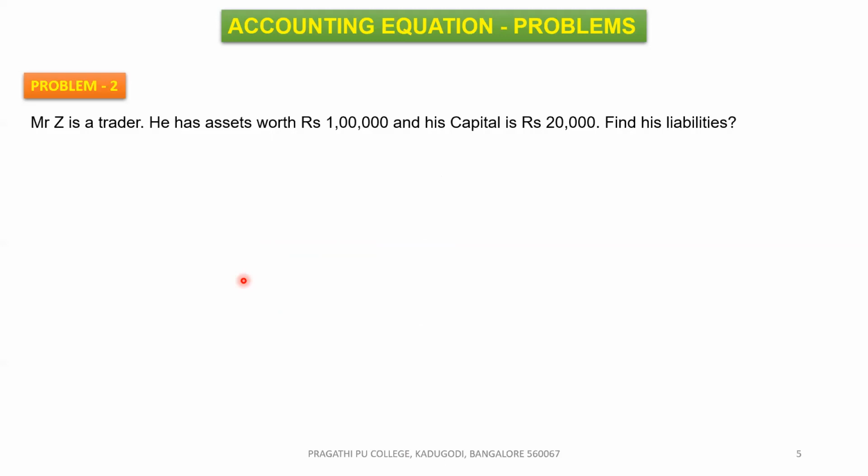And let us see the second. Who will do first? Let us see. 80,000, sir. 80,000.